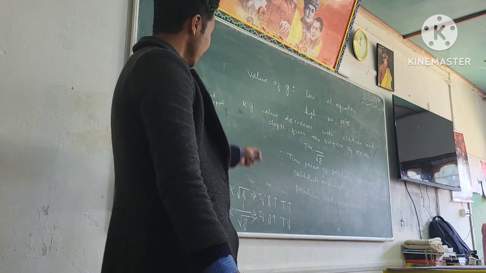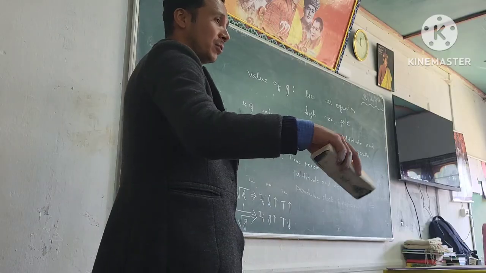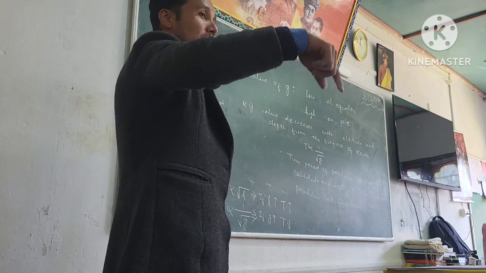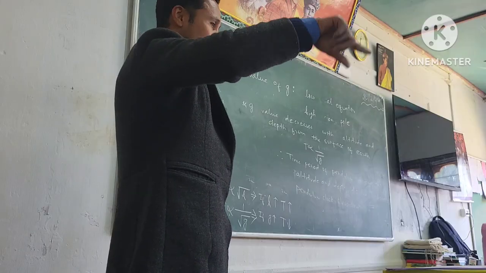Did you understand the last line? When the time period increases, the clock slows down. Did you understand that one? Yes, sir. Because suppose on the surface, one oscillation means 1 second.